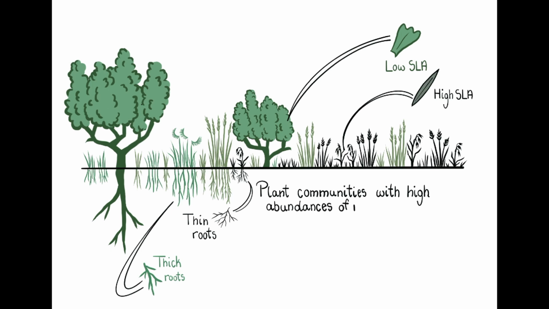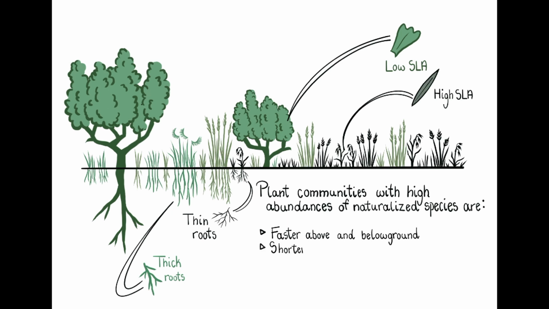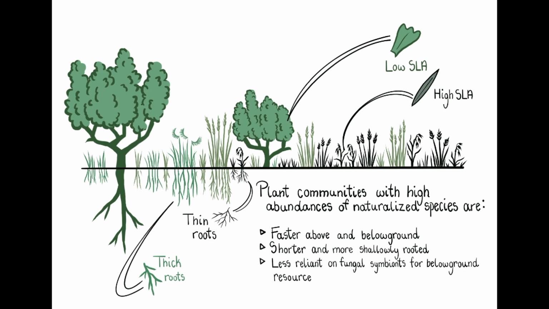We found that plant communities with higher abundances of naturalized species are characterized by leaf and root traits that support fast resource acquisition above and below ground. Communities with higher abundances of naturalized species are also shorter and more shallowly rooted. In addition, these communities are dominated by plants with thin, fine roots with high specific root length, suggesting that these plant assemblages are less reliant on fungal symbionts for below-ground resource acquisition.